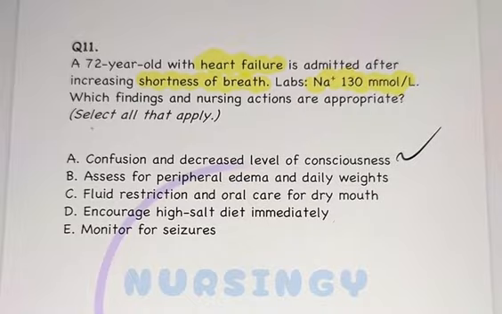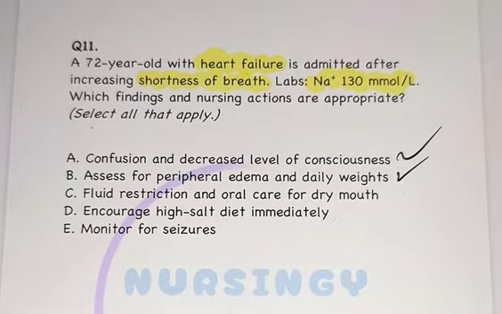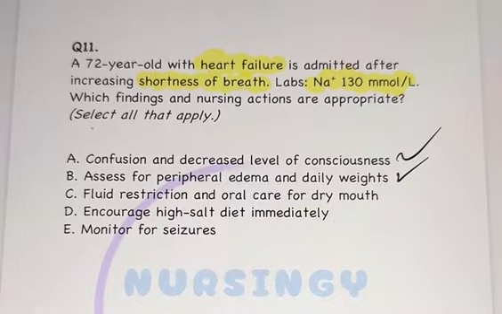What about assess for peripheral edema and daily weight? Is B correct? B is correct. Yes. B is definitely correct, because this is the essential part. This is the good part, because when we have less sodium, fluid is going to go out. If we have hypernatremia, we will see dehydration. If we have hyponatremia, we will see edema.